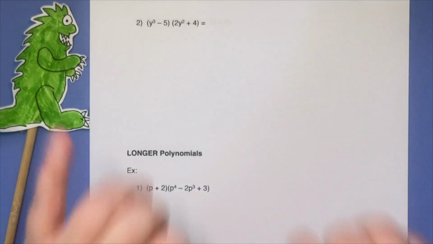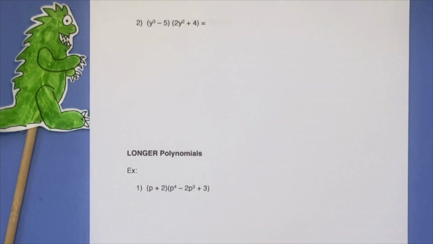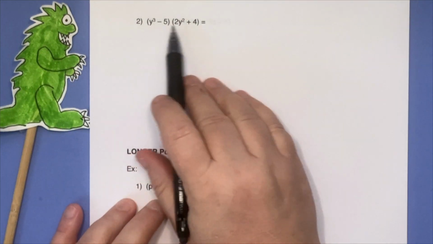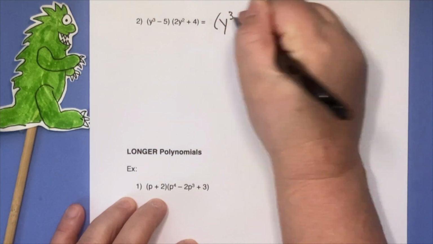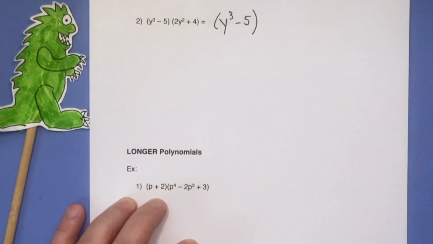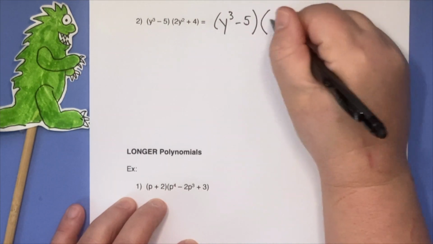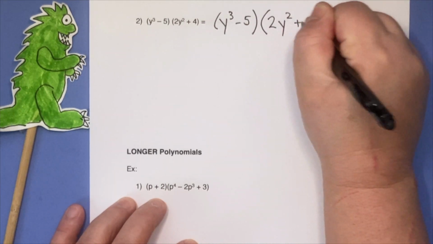Okay, number 2. These are still binomials, but I've just made them slightly more complicated looking. So I've got y cubed minus 5, that quantity, times the quantity 2y squared plus 4.